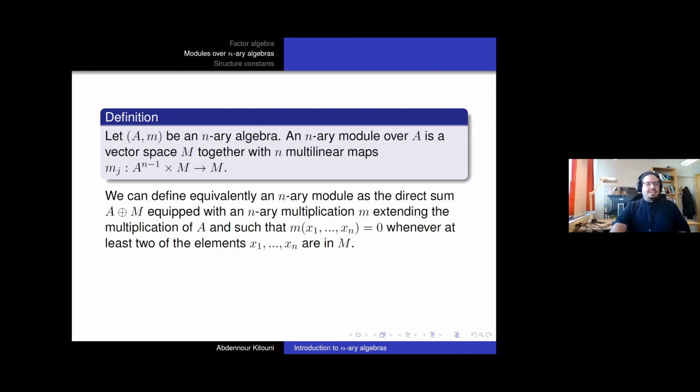What happens if we take a specific type of n-ary algebra, and how do we keep the properties of this? How is this going to be special in regards to n-ary modules?